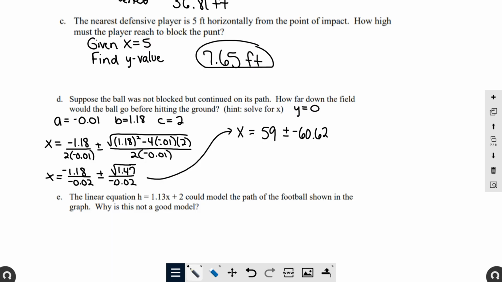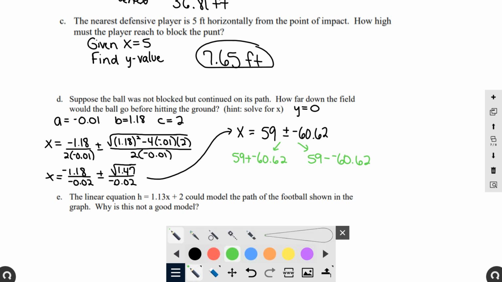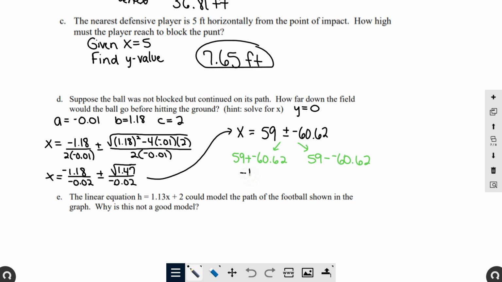So our last step that we would do is split this into 2 problems and combine those together. So what's 59 plus negative 60.62 and 59 minus negative 60.62? Oops. So I got negative 1.62 and 119.62. So again, just round everything to 2 decimal places, then go through and simplify as much as you can.